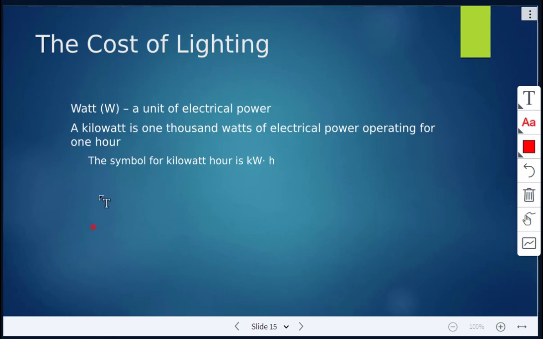But the kilowatt is used more often. A kilowatt is 1,000 watts of electrical power operating for 1 hour. So you would represent that like this, kilowatt hour, with a little dot in between. So that is the symbol for kilowatt hour: small k, capital W, dot, H.